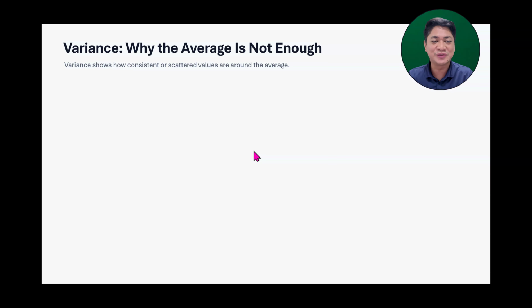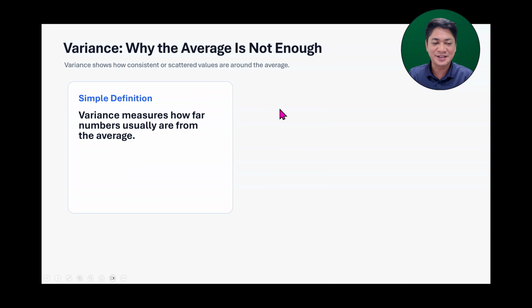Variance shows how consistent or scattered values are around the average. Simply put, let's say that you have the average here and you have the other numbers surrounding it. The variance pertains to how far the numbers are from the center or the average. A high variance set has data points scattered, while a small variance means the numbers are gathered together, making them look more consistent than spread out.